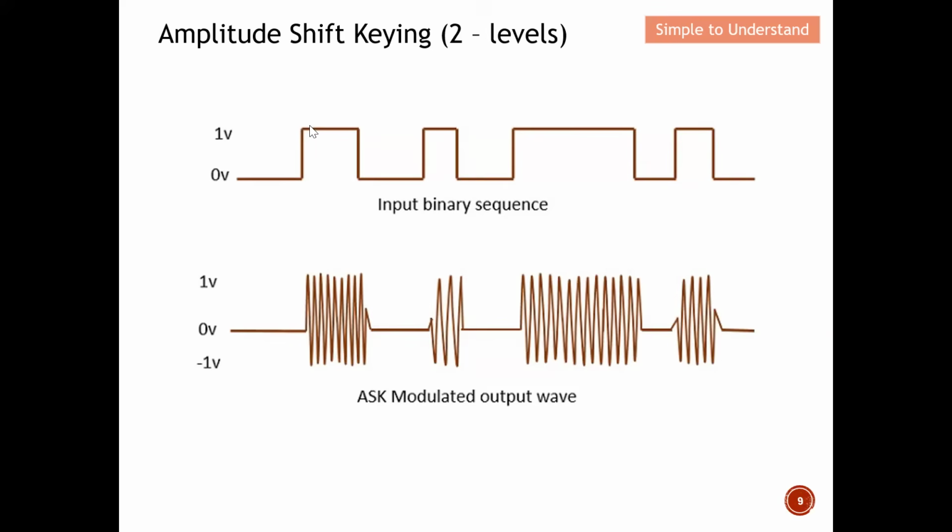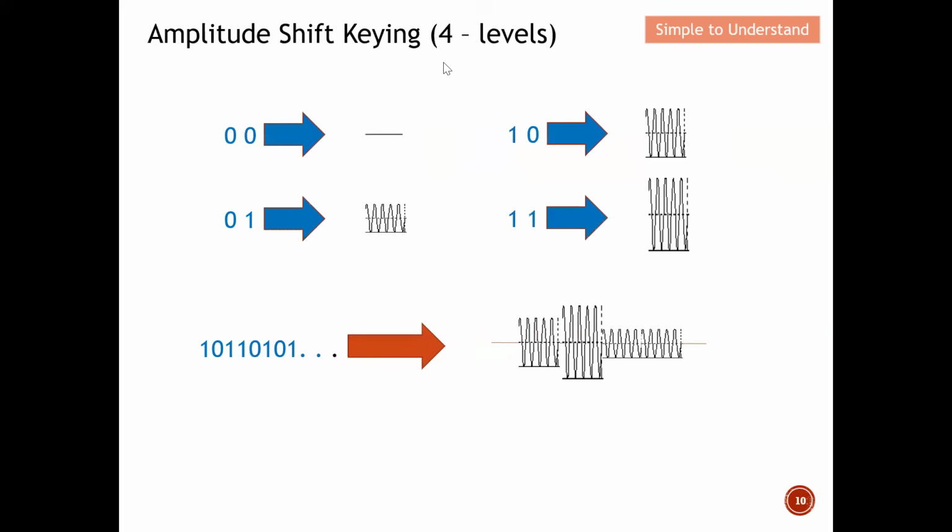If the message is 1, you can see that I actually have some waveform here. And again, from here, you can see that if the message is 1, I have some form of waveform here. Based on all this, I am able to decode the input binary sequence. So this is the amplitude shift keying for the 2 level. Let me quickly discuss the amplitude shift keying for the 4 level here.